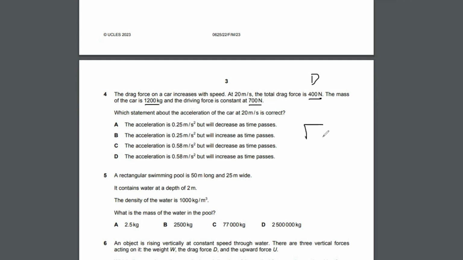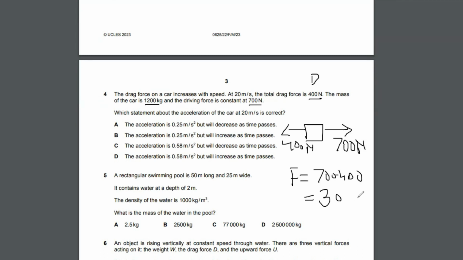So let's say this is the car. It is moving forward with a driving force of 700 newtons and the drag force is 400 newtons. So the resultant force is 700 minus 400, which comes out to be 300 newtons. So it is moving in the right direction with a constant force of 300 newtons.